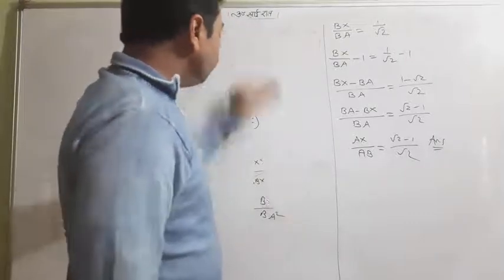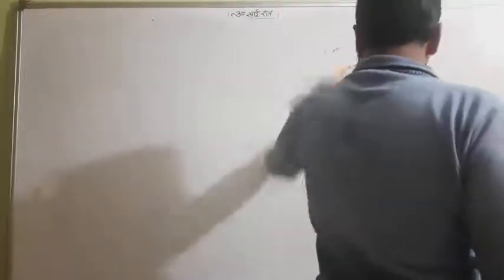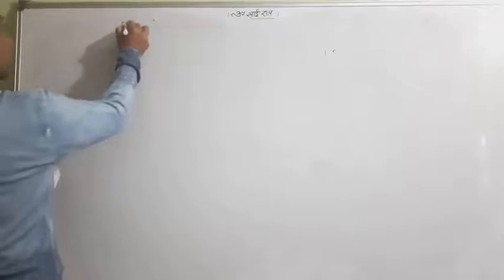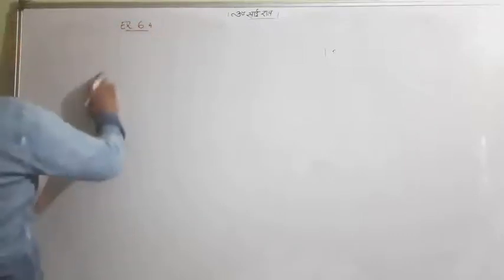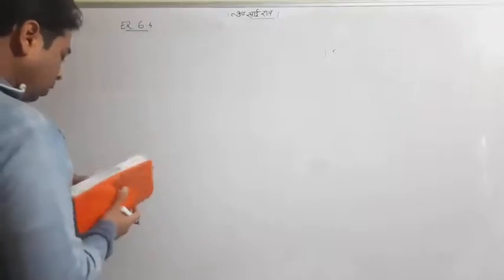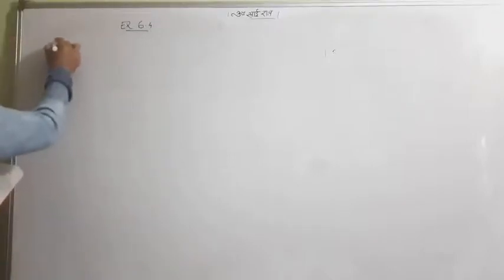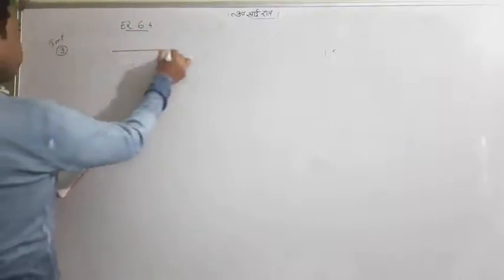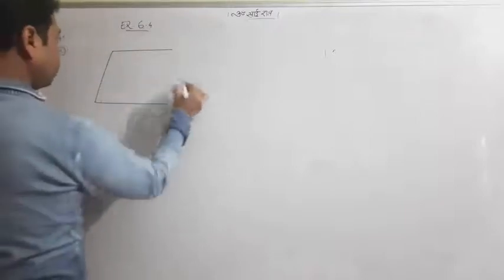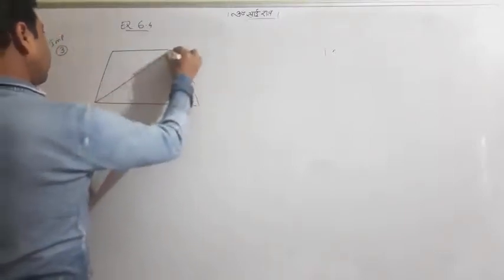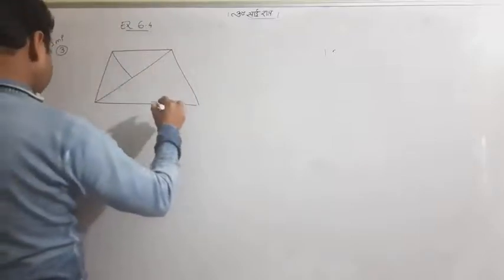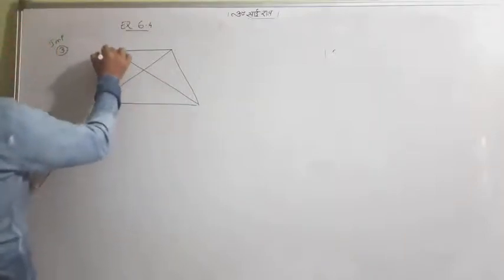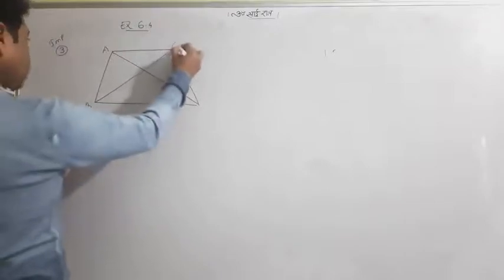Okay, now I'll go on to the exercise. I have chosen some questions to tell you. Exercise 6.4. I have chosen the question number 3, which is important for the exam. In figure 6.44, a figure is given. The figure is like that, with the names A, B, C and D.